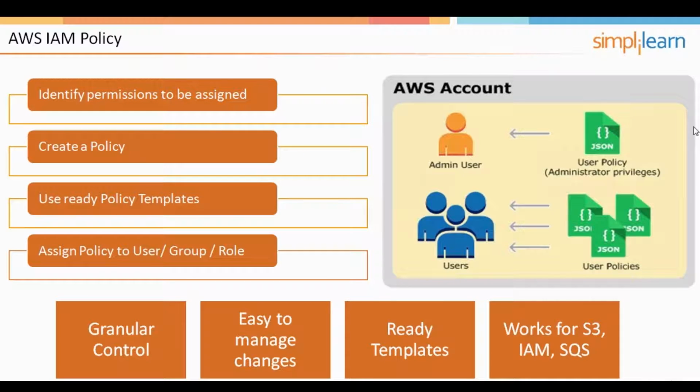Advantage is you have the granular level control. Very finer level control, you can define what all the person can access and what he cannot do. Very easy to manage. The policy is always in JSON format. JSON stands for JavaScript Object Notation. It's in JSON format, so easy to manage those changes. You don't want to reinvent the wheel. Amazon has ready templates. Why do you go and create your own? Use the ready one. You can create policy for various Amazon resources like S3, IAM, SQS and all of that.